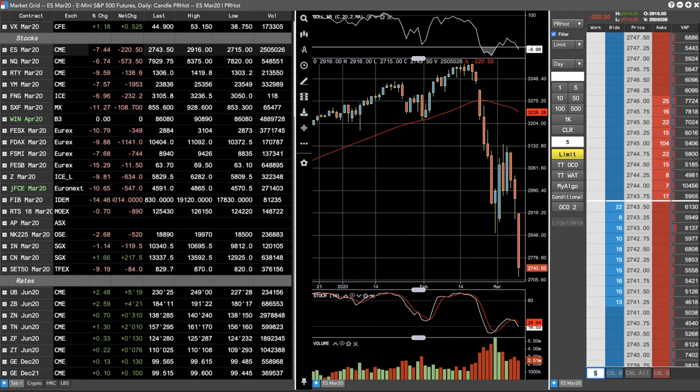E-mini lost two, is down 220 right now, about 7.5%. Crude just pretty much went down all day.